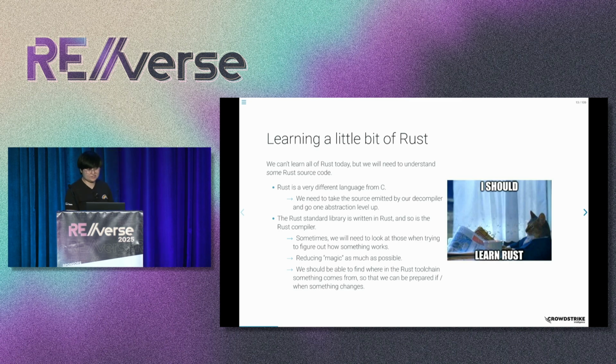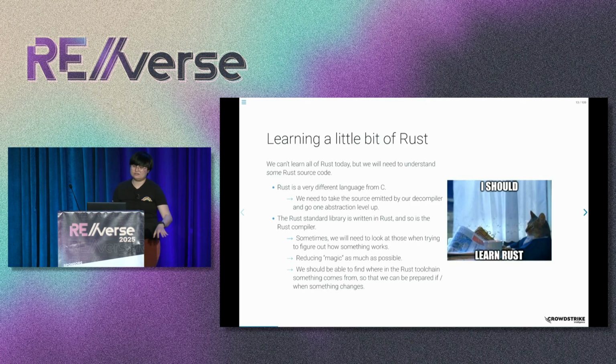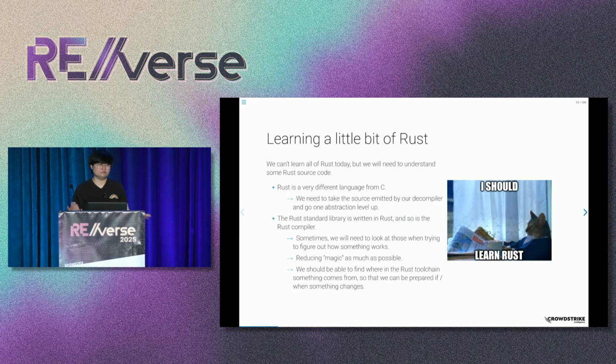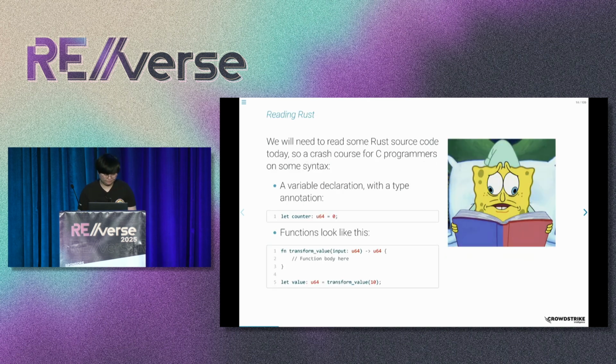Second, the Rust standard library and the Rust compiler are both open source, and they are both written in Rust. These are actually really great resources to read if you're trying to figure out how something works. I find that it's reduced the magic for me a lot, where I'm not just guessing or relying on heuristics. I can actually go and read the implementation of a standard library type because it's all right there, it's all open source. But in order to do that, you have to be able to read a little bit of Rust.